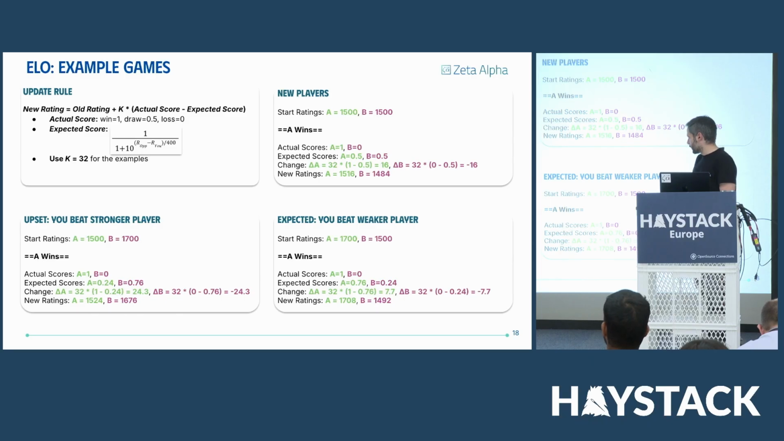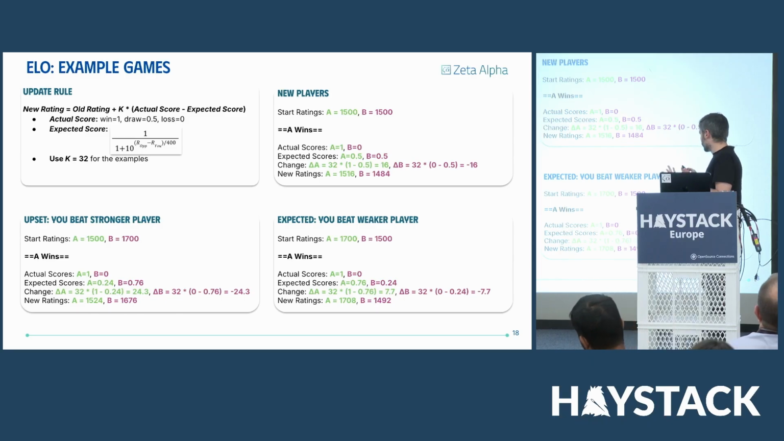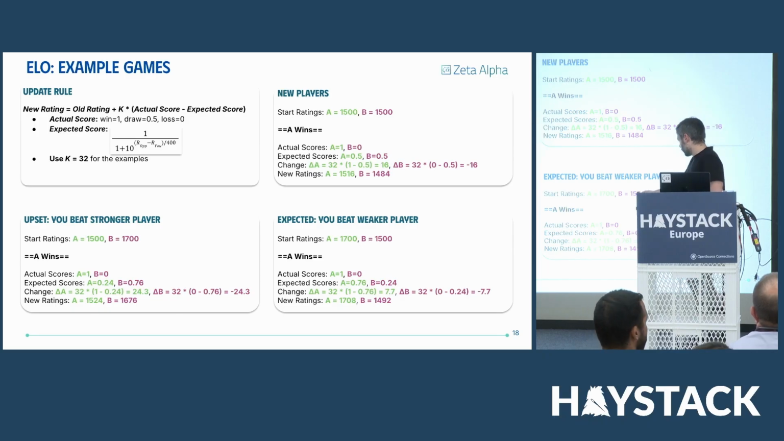And the last case is the expected one, right? So you beat the weaker player, which we will expect to happen most of the time. So I won't go into the details, but the point is that the deltas are a lot smaller, right? So A gains a little bit of score, and then B also loses a little bit of score.